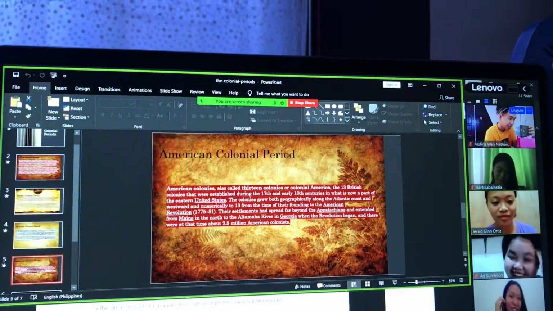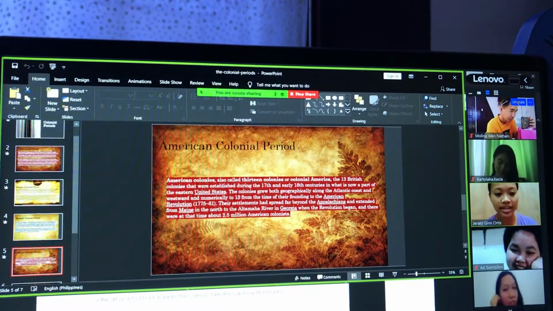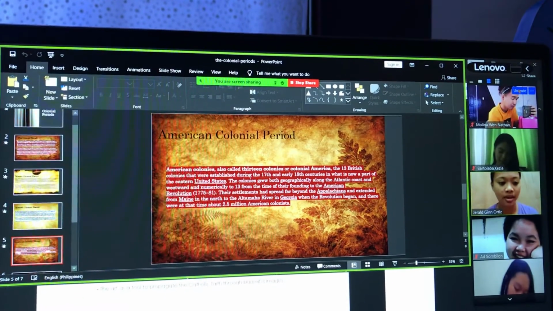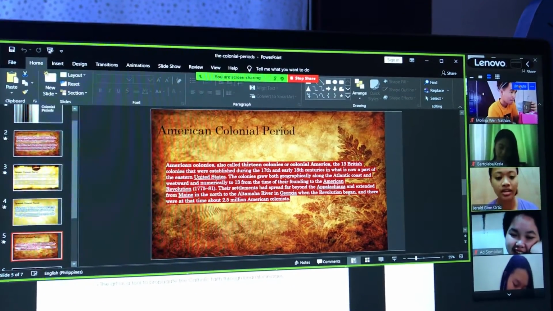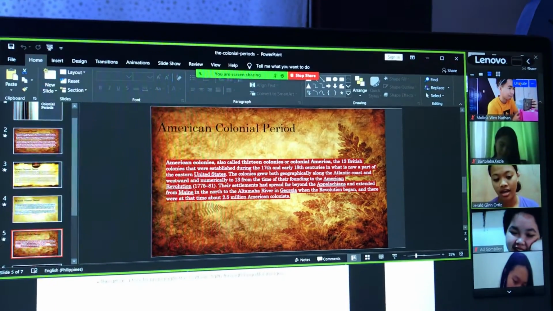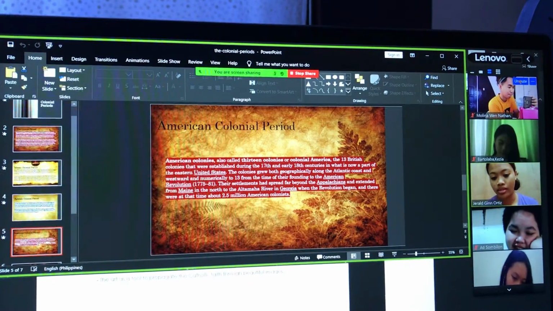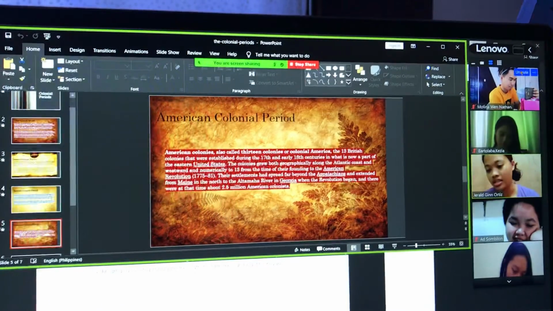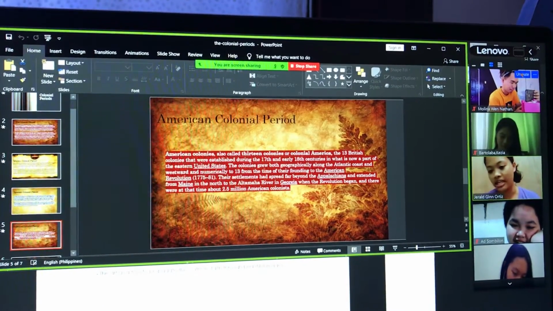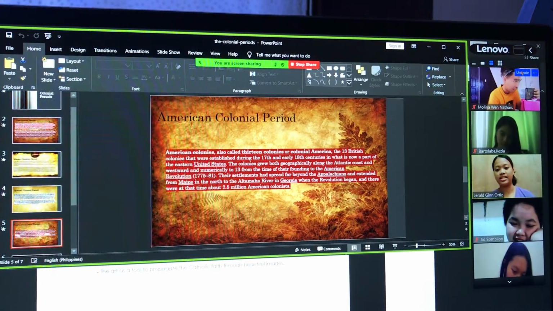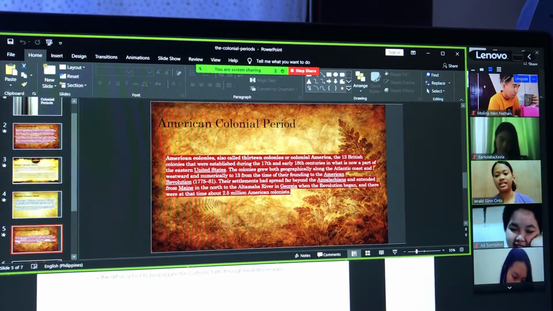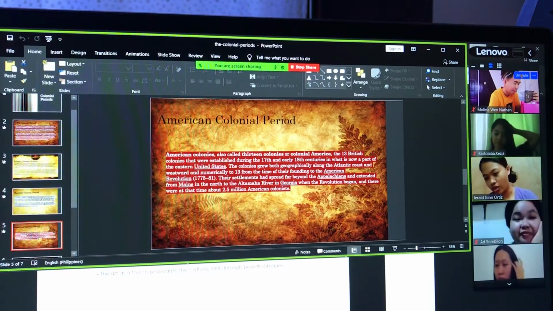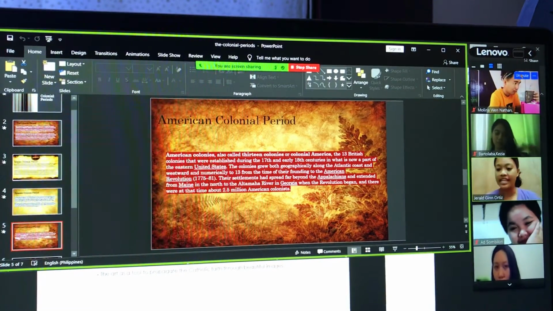My topic for today is the American Colonial Period. American colonies, also called the 13 colonies or Colonial America, started in the year 1607 and ended in the year 1776. One of the purposes of the art of this era is to show the beauty of the land and its people.